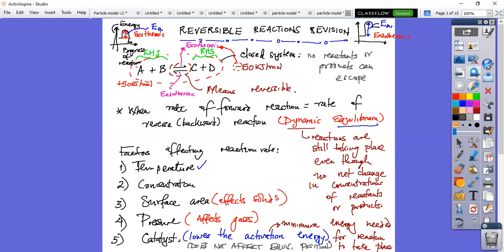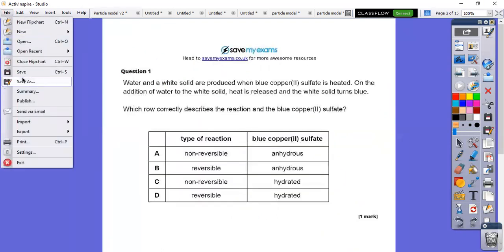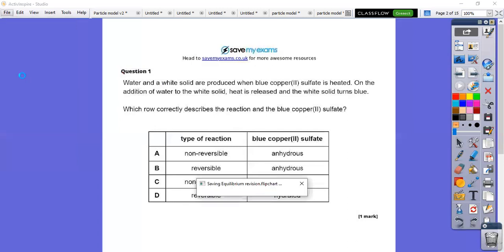Rightio. Waiting for this to load. It's taking a long time. I hope it doesn't crash. Ah, good. And I'm just going to save this because that was not a very good sign. Let's save that. Okay, starting off with number 1.